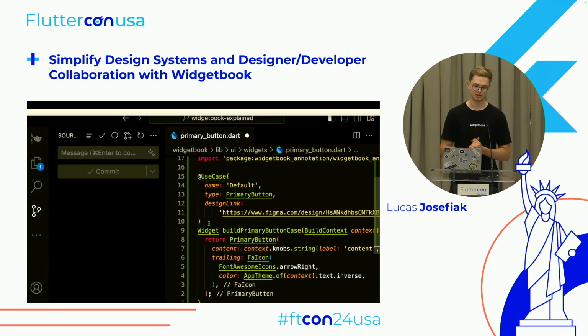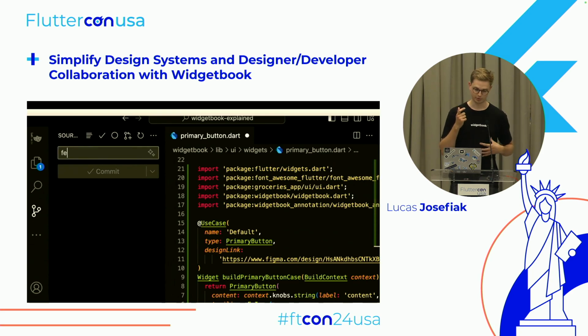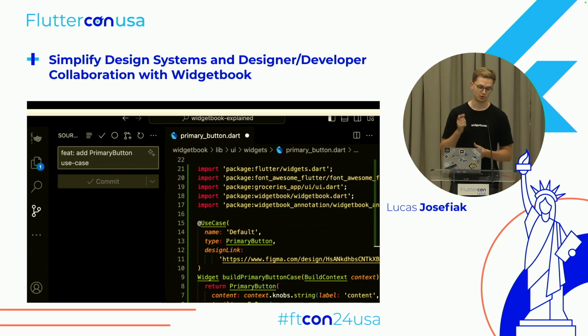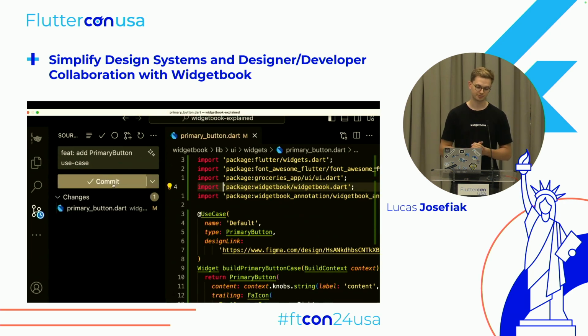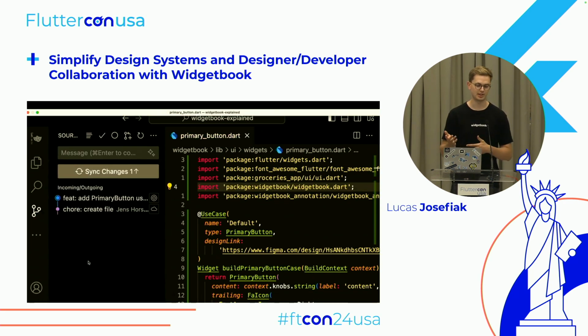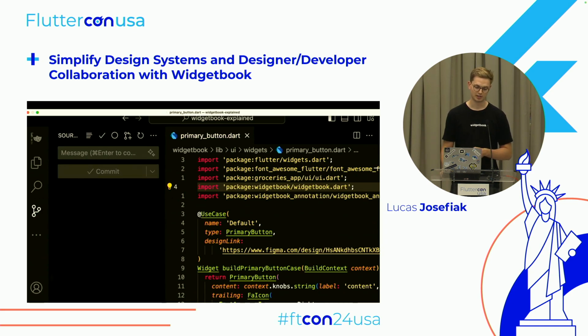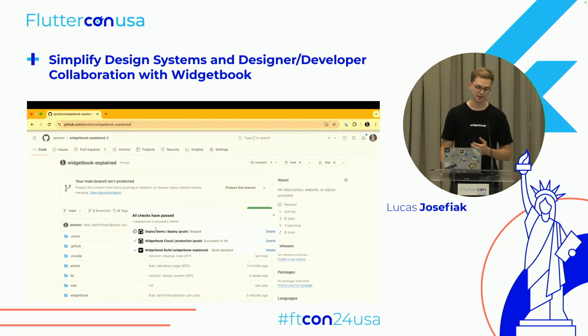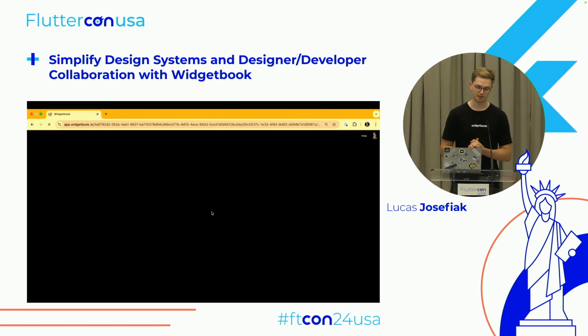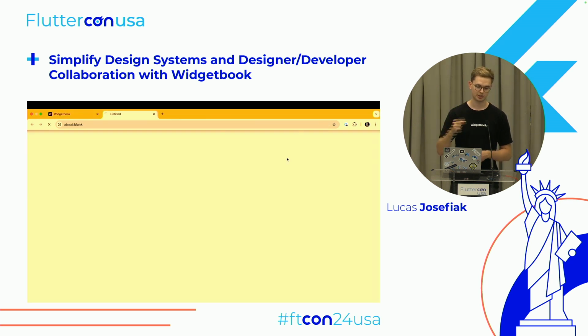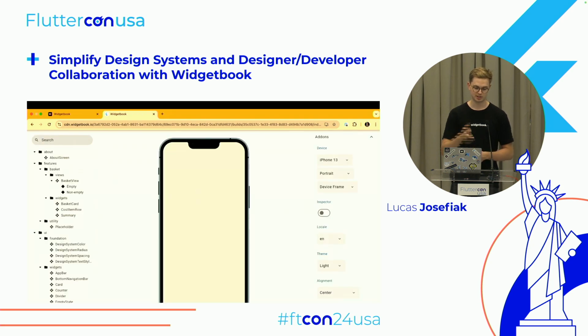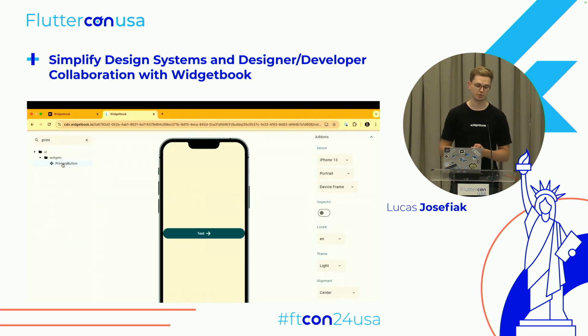So first of all, if you implemented a new primary button or changed the primary button, you just commit the changes to your repository from your favorite IDE. In this case, I used VS Code here. Once you did that, you can use our Widgetbook integration with GitHub, where you can find one Widgetbook build for each and every commit that you pushed to your repository, and you can then see that Widgetbook build up there on Widgetbook Cloud.